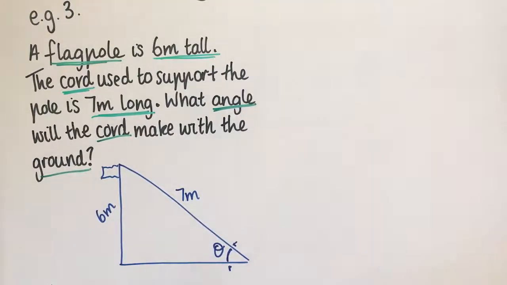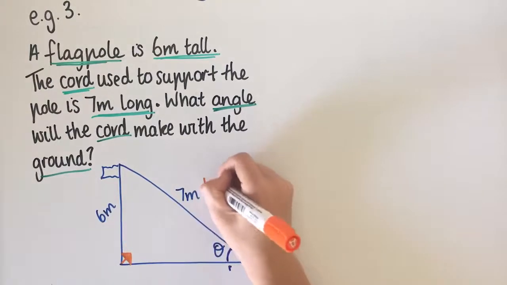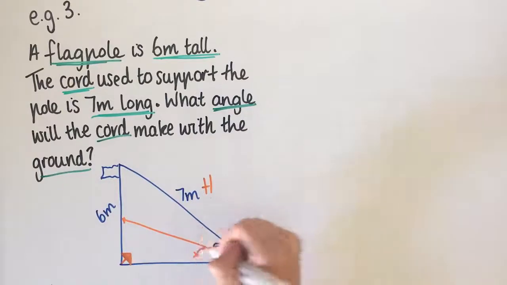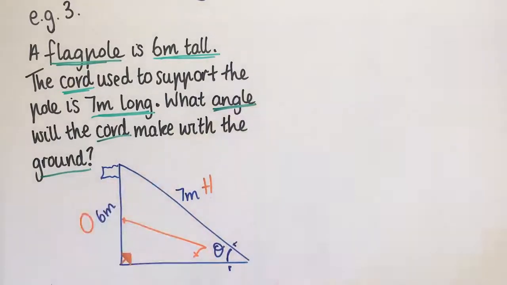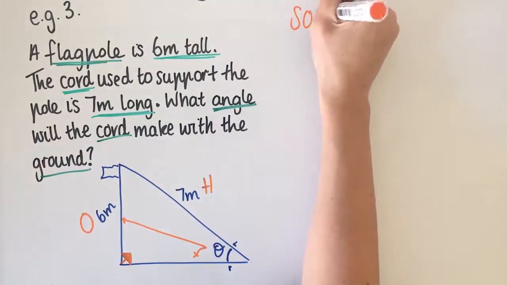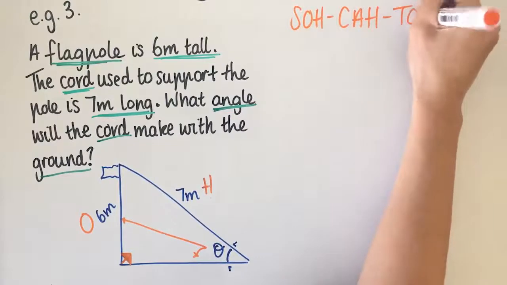Now we need to label our sides. So this is a right angle. If I turn that into an arrow, that makes this my hypotenuse. I've got a side that's far and a side that's near. So the side that's far is this one, so that's going to be my opposite. I'm going to write out SOH CAH TOA.